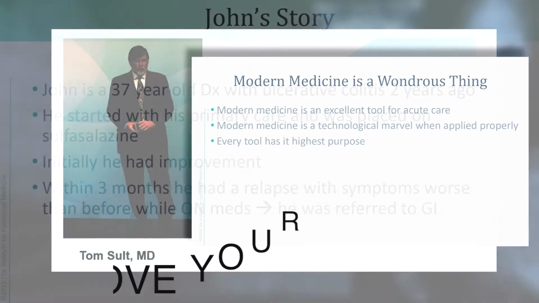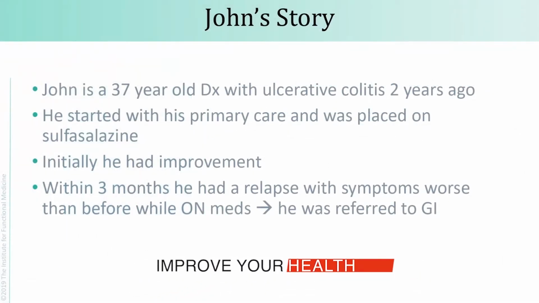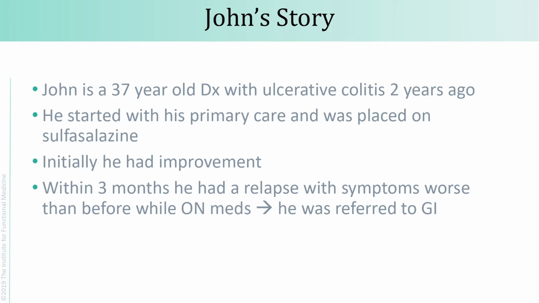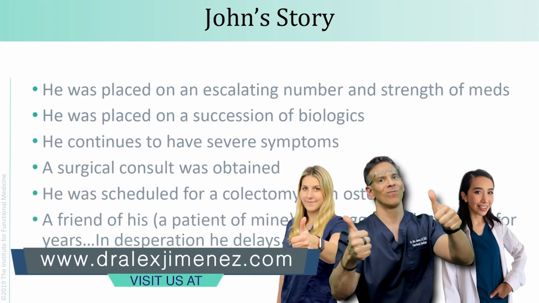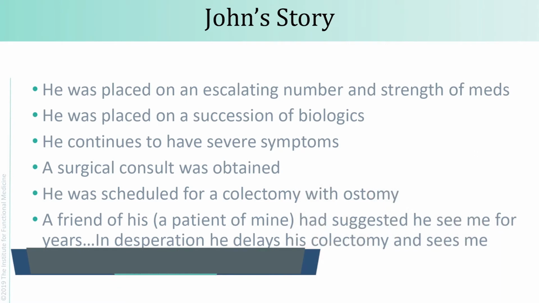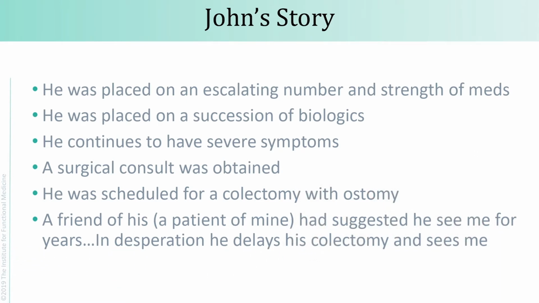I want to tell you about John. John's a 37-year-old guy diagnosed with ulcerative colitis about 2 years before seeing me. He started with his primary care doctor and was placed on sulfasalazine and did really well. Initially he had improvement, but after about 3 months, he had a relapse with symptoms that were worse than before he was on the med. So he was referred to a GI. Makes perfect sense. He was placed on an escalating number and strength of medications. He eventually was placed on a succession of biologics. He continued to have severe symptoms.